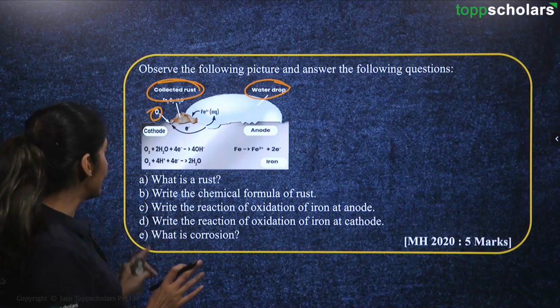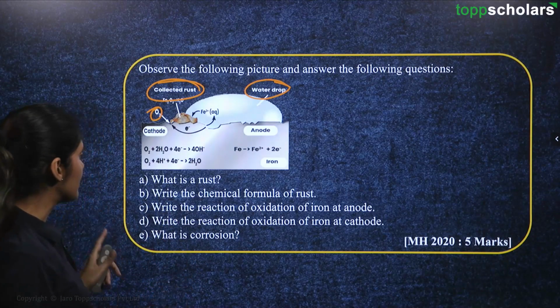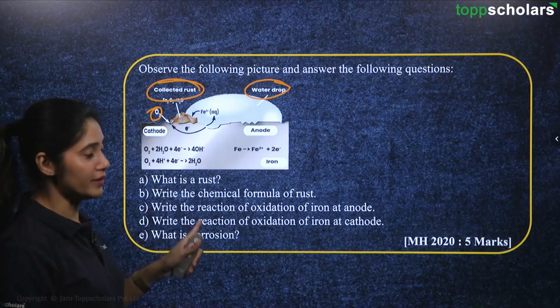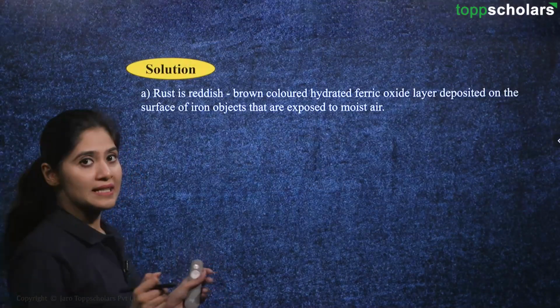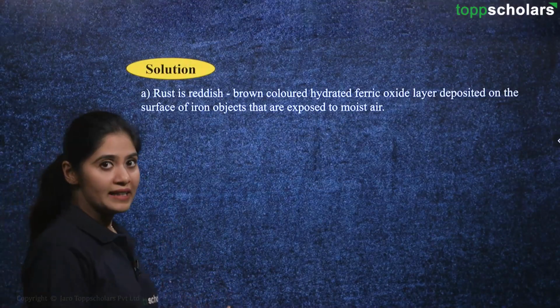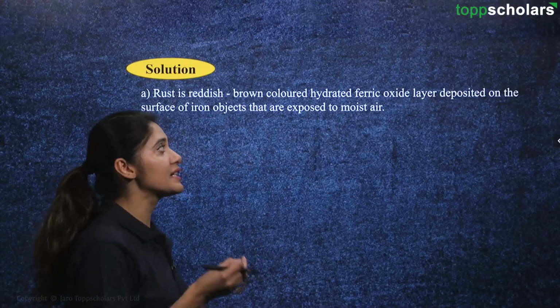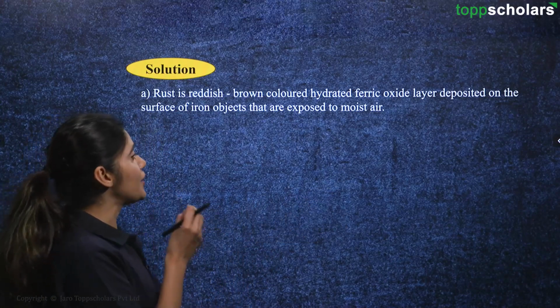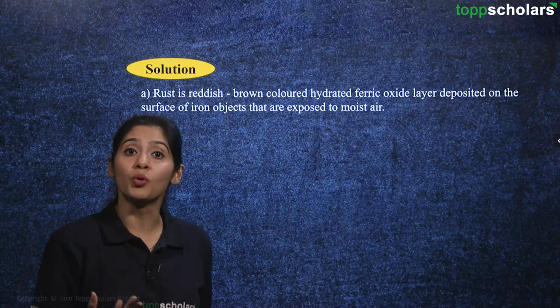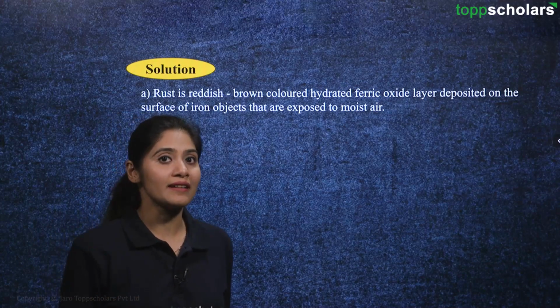So, let's see what is the first question. The first question is, what is rust? Okay, so let's try to answer these. So, let's look at the solution here. Rust is reddish brown colored hydrated ferric oxide layer deposited on the surface of iron objects that are exposed to moist air. What does moist air contain?